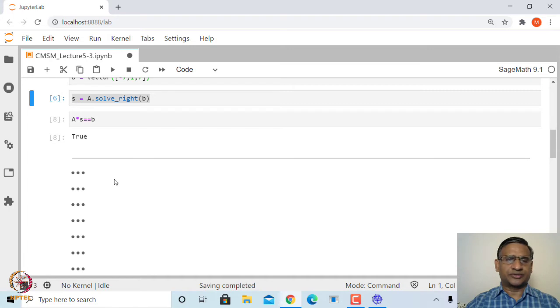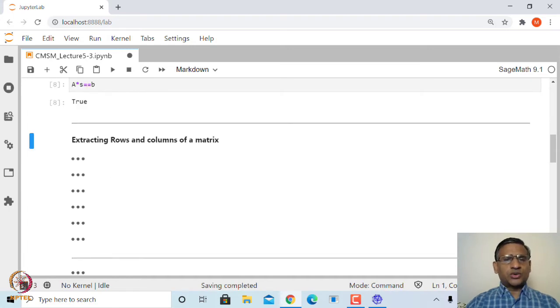Next, let us look at how to extract rows and columns of a matrix by matrix multiplication. We have already seen that Sage provides a function called A.columns, which will extract columns as vectors. Similarly, A.rows will extract rows of A. But when you want to perform matrix multiplication and various other operations, it is convenient to think of the rows and columns.